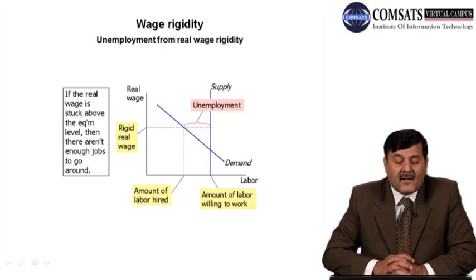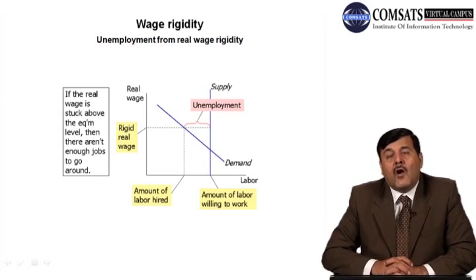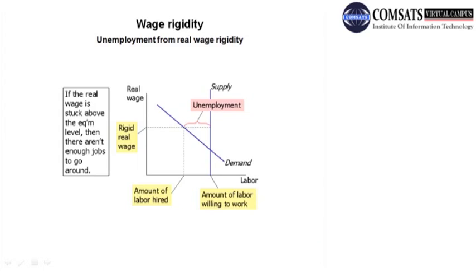So if the real wages are rigid, are stuck above the equilibrium level, then there are not enough jobs to go around, right? So there will be unemployment in the economy. So this graph basically हमें क्या बताता है कि wages are rigid downward, wages are always above the equilibrium wage. So when this is the situation, तो economy में हमेशा unemployment रहती है and people are searching jobs, they remain unemployed due to this wage rigidity.